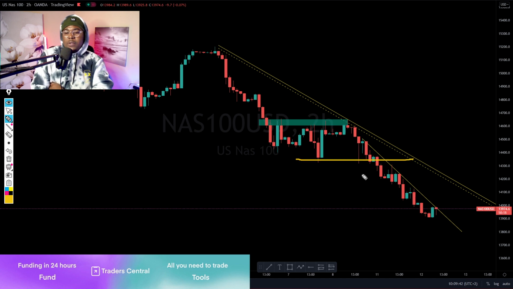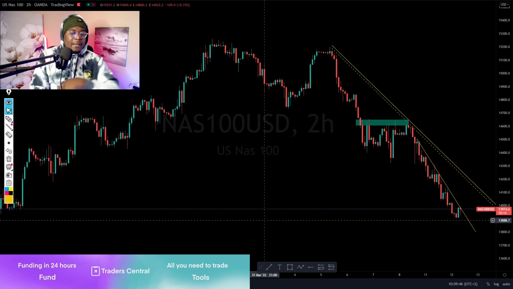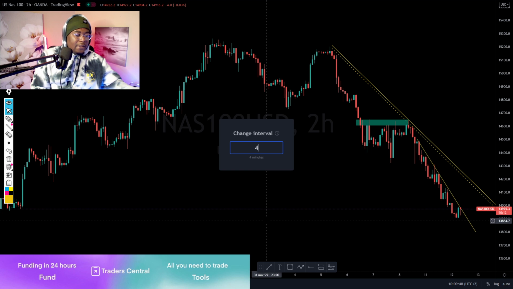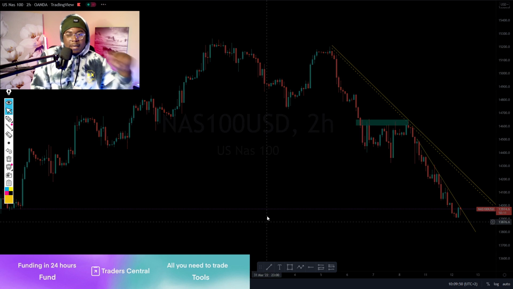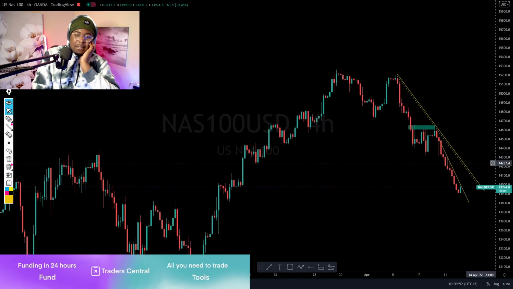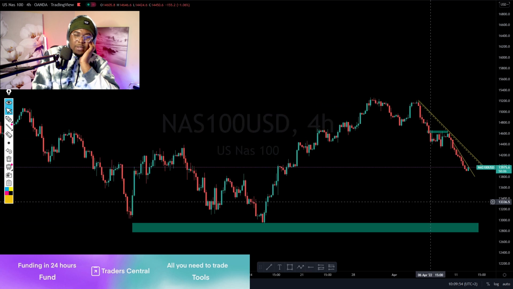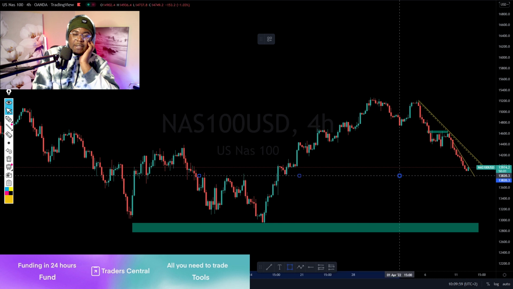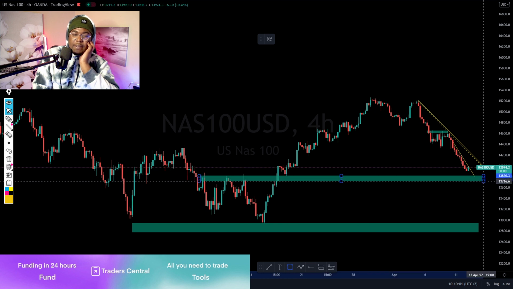You see, what I see is the market is still bearish. Let me look at this on a 4-hour time frame. I think this might still push to the lower side. We have an area around here. We don't know if the market is going to respect that. You see that? This area.